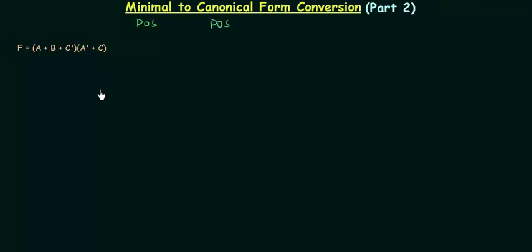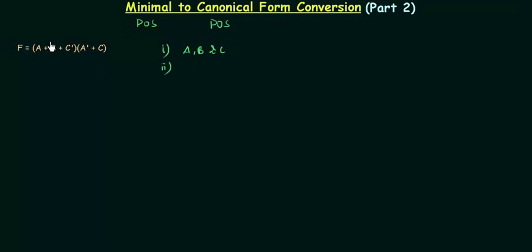Step number 1 is finding out the number of variables and what are they. So in step 1 we have to find out how many variables are there and also their names. We have 3 variables, a, b and c. In step number 2 we have to find out the absent variables.